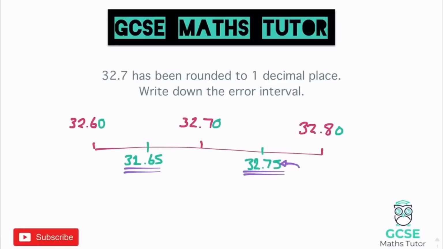So when we write our error interval, it's going to be these two numbers here. This one here is called our lower bound, and the upper one there is called our upper bound. But when we put this into our error interval, we're going to incorporate the fact that it couldn't actually be equal to that upper bound there.